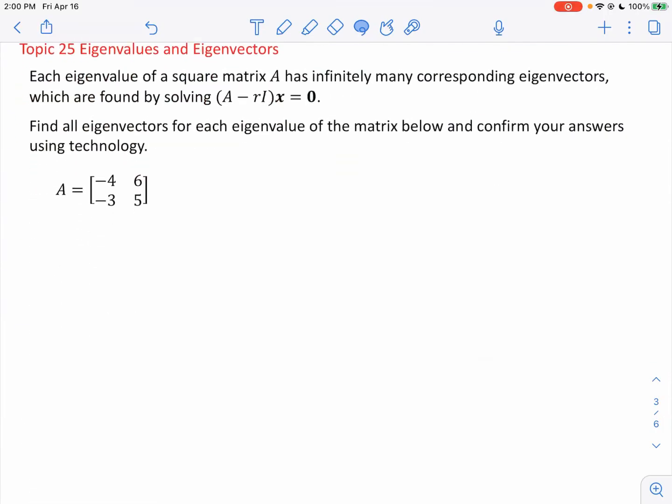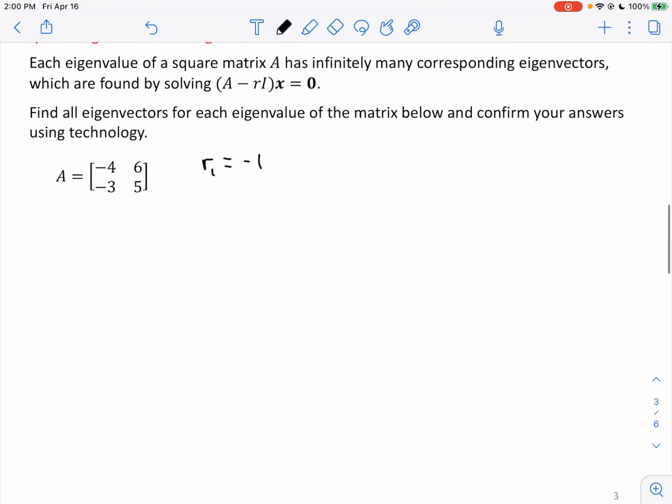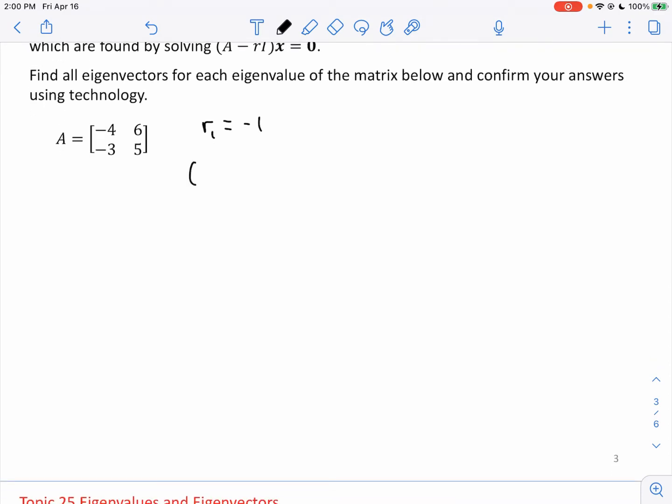Okay, now each eigenvalue of a square matrix A has infinitely many corresponding eigenvectors, which are found by solving the matrix equation A minus rI times the vector x is equal to 0. And we're solving this equation for the vector x. So for each eigenvalue, we have to repeat. Let's begin with eigenvalue equals -1. r equals -1 was our first, we'll call this r1, our first eigenvalue. And we're going to solve A minus r1I times the vector x is equal to the 0 vector. This is what we're after.